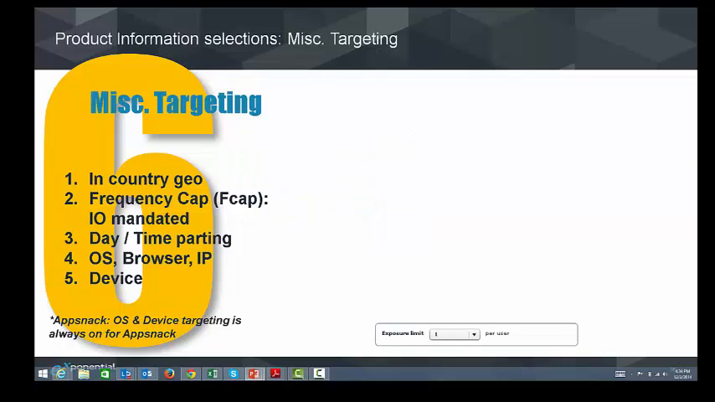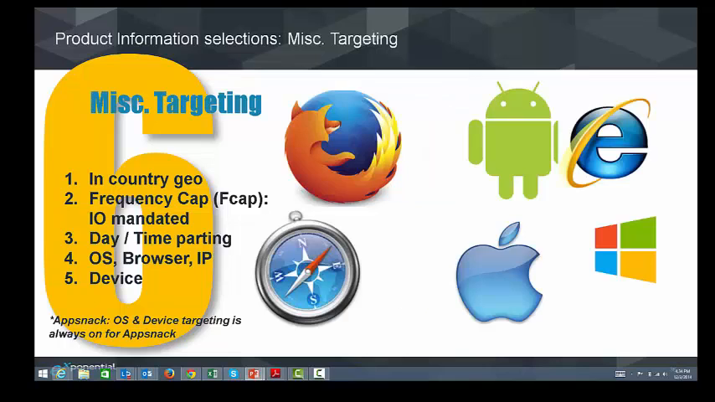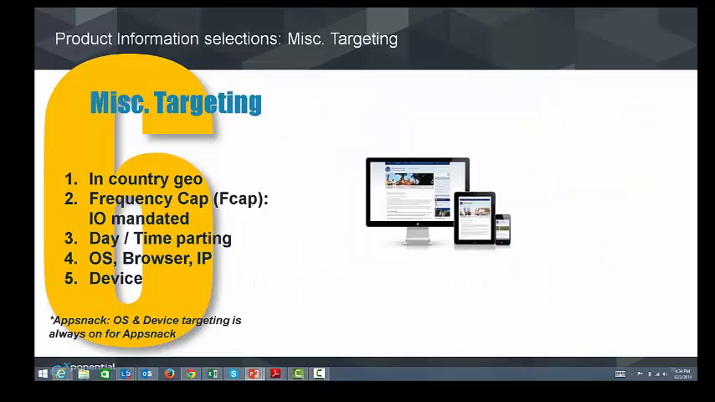Frequency cap I/O mandated is when a client specifies a certain frequency cap to be applied to the campaign. Daytime parting is when the campaign can only show impressions during certain times of the day or days of the week. For example, a McDonald's breakfast campaign will only want to run from 6 a.m. to 11 a.m. OS, browser, IP targeting are the operating systems and the browsers, like Safari, Internet Explorer, Android. And lastly, device is when you only want to target tablet, smartphones, or PCs.